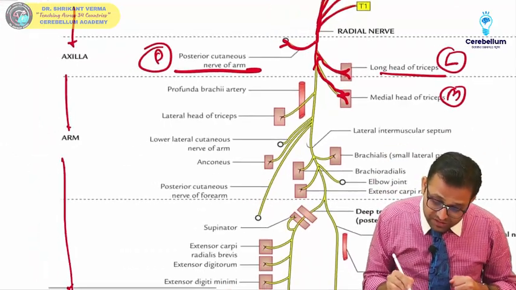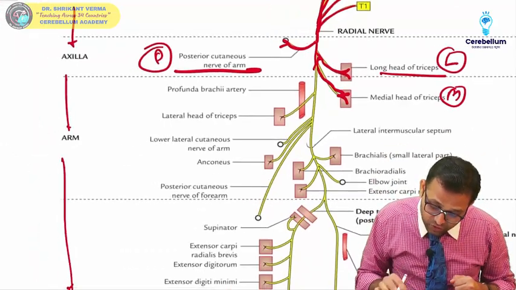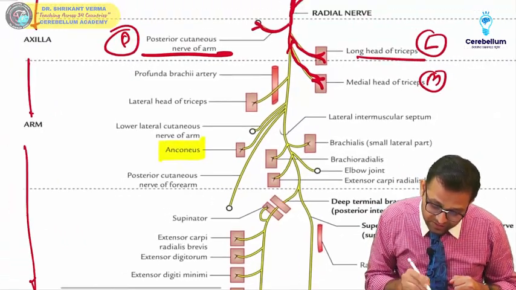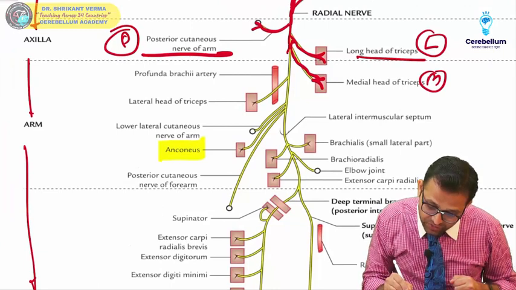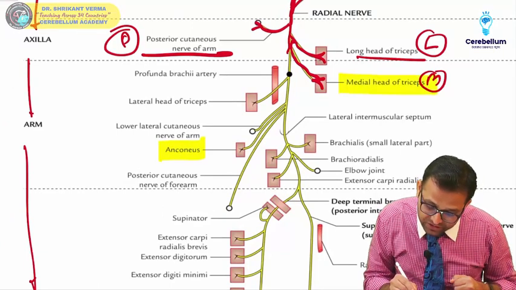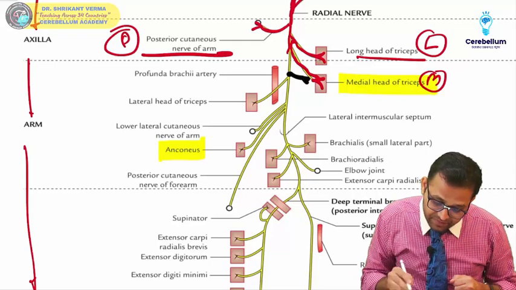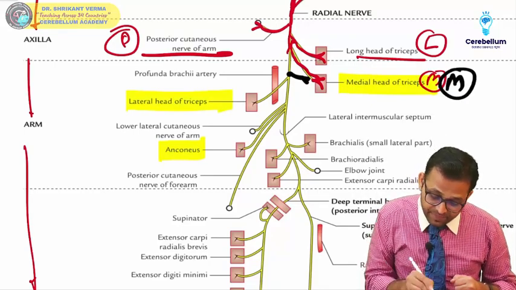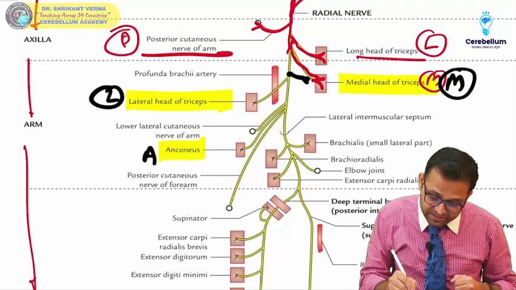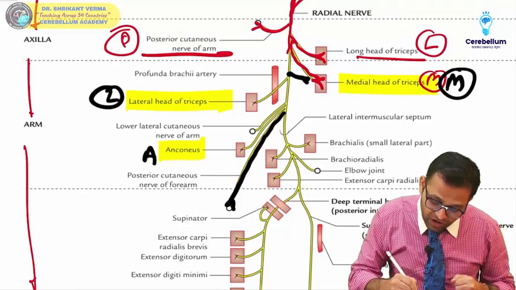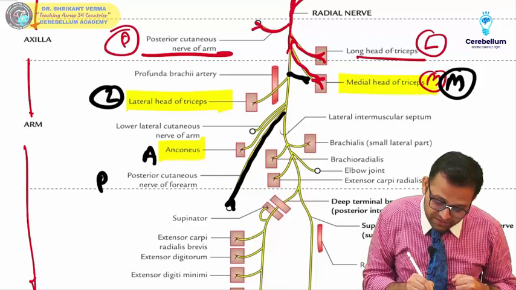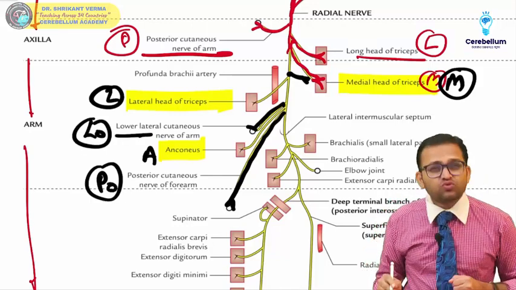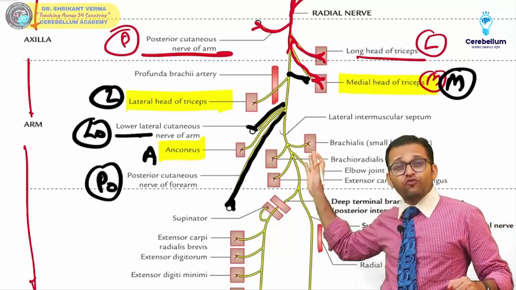Now you will see it is giving branches to the anconeus. It is giving a branch again to the medial head of the triceps. It gives two times branches. And here it is giving to the lateral head. So you can see the M, L, A. It is giving the posterior cutaneous nerve of the forearm. So Po is here and Lo is here, lower lateral cutaneous nerve of the arm. So that diagram which I made for all of you is easier.